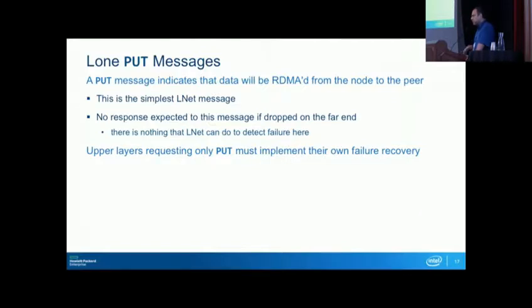So now I'm going to cover how we plan to deal with the 3 combinations I talked about: put, ACK, or get reply. So for a put message, that indicates that we're about to RDMA some data to the peer. This is the simplest LNet message, but because it has no response, if we're successful in sending the put message to the next hop, there's no way for us to know whether it succeeded or not.